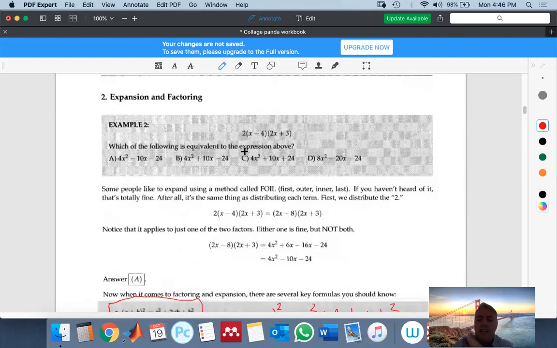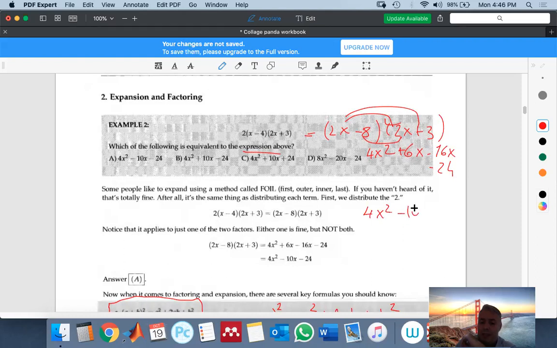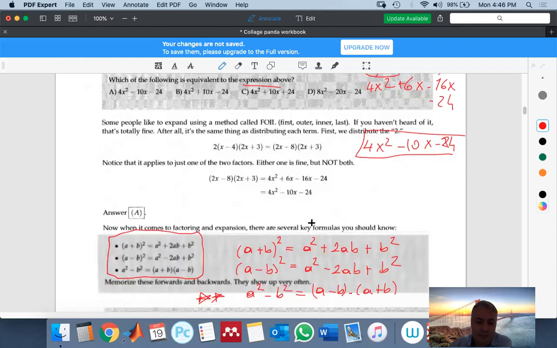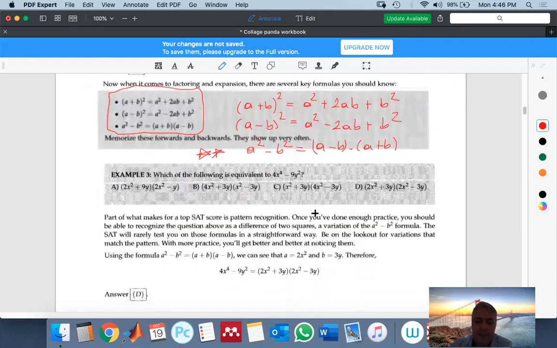Which of the following is equal to this one? Just open it. So 2 times x minus 4 times 2x plus 3. It will be 2x minus 8 times 2x plus 3. And then this and this 4x squared. This and this 6x. This and this negative 16x. And negative 24. So 4x squared minus 10x minus 24. That's it. So these are the simple things. Just open it.